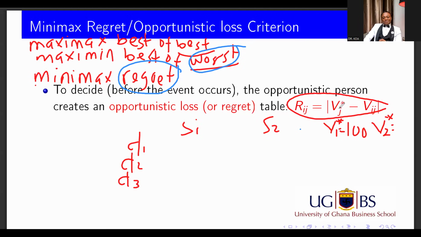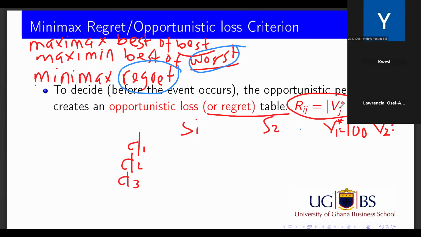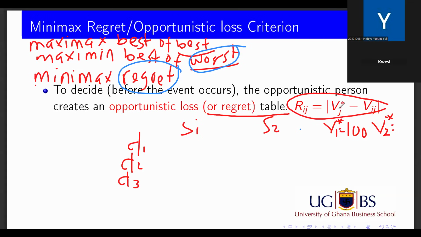We are about to calculate a table known as the regret table. What's the value of the V2 star? Let's get that down. The V1 star is 100. The V2 star is what? So normally you forget these things when you have not written the table. Should I go back to the table? Yasin.